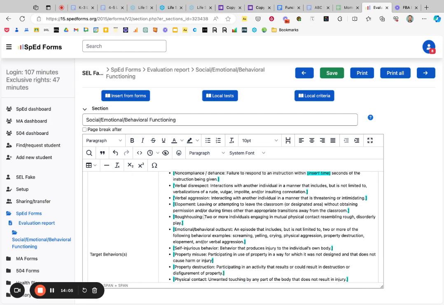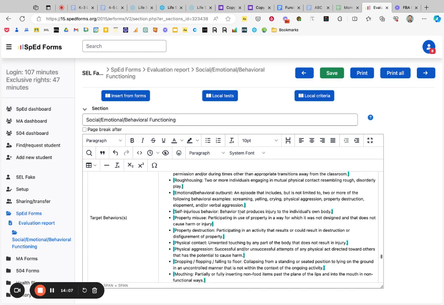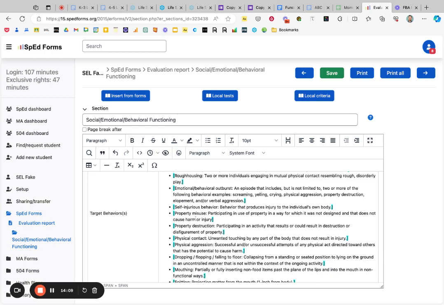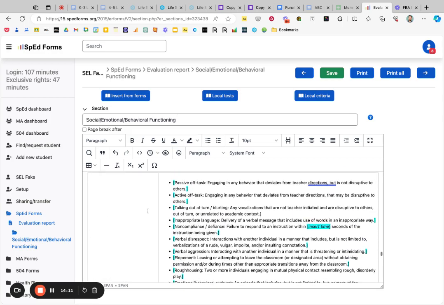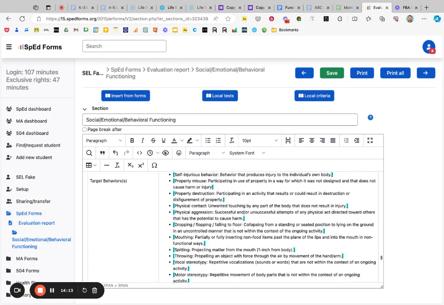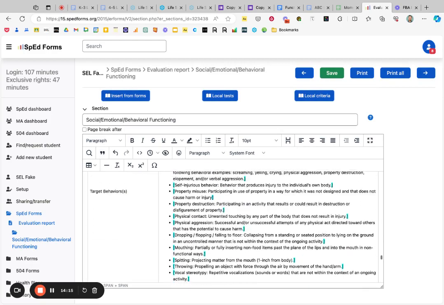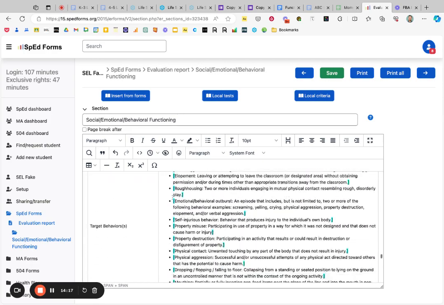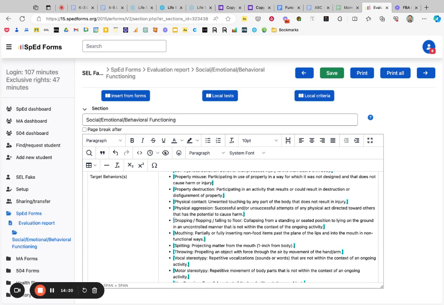Obviously, these are just templates, so you want to tweak anything that isn't accurate for the student, but there's a lot pre-written here. So target behaviors. Generally, we want to end up with 1 to 3 here. We don't want to end up with a laundry list of 8. We're aiming for the behaviors that are the most disruptive and problematic for the student.